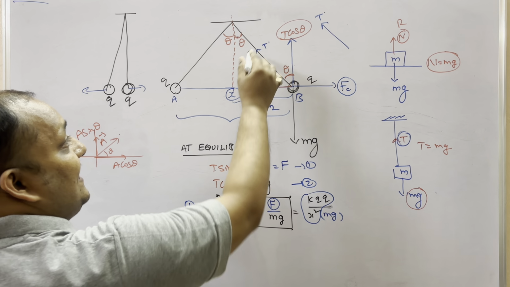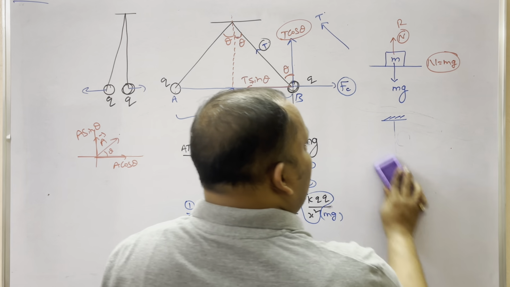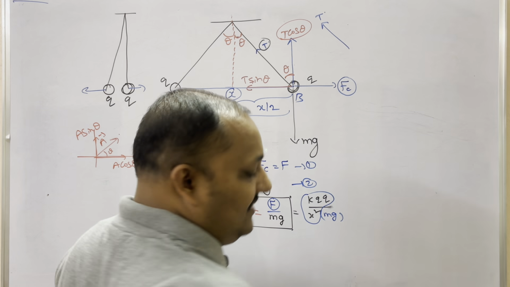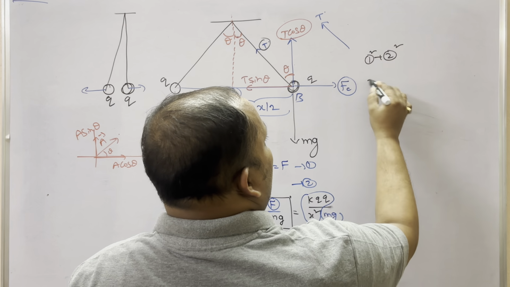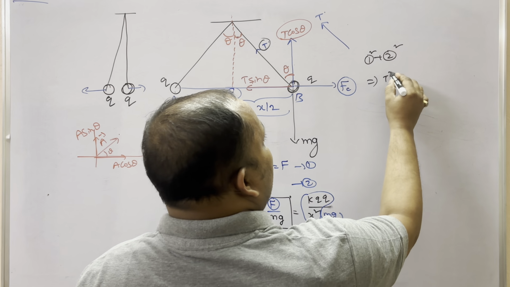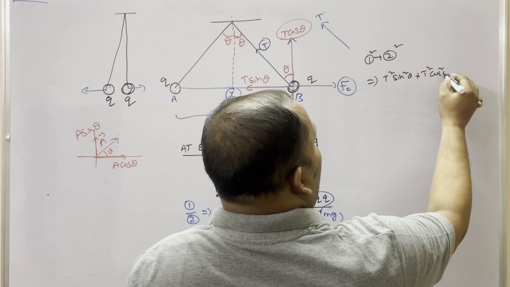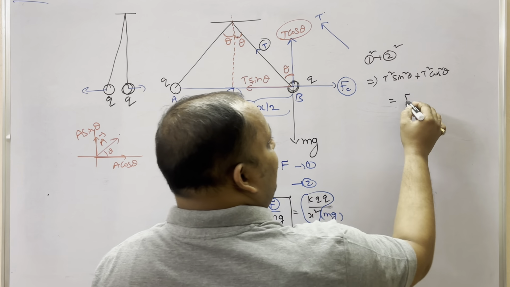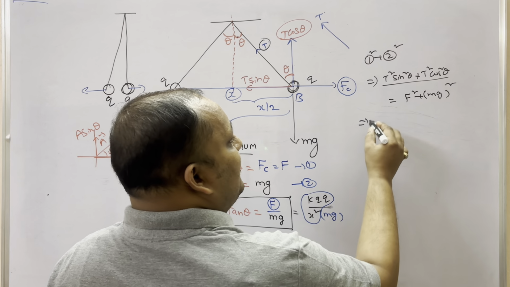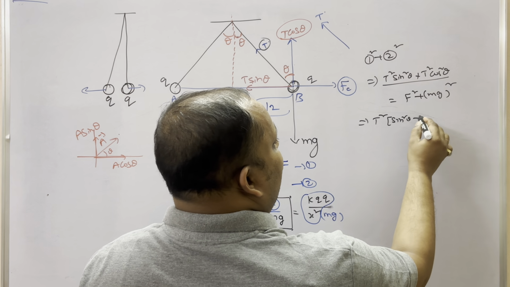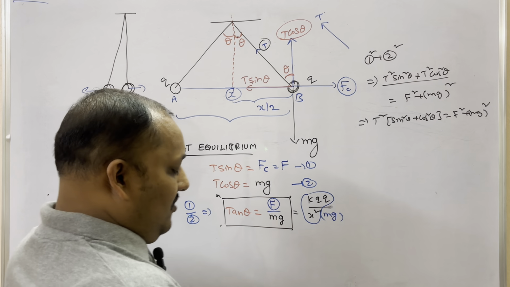Sometimes they will ask, what is the tension developed within this string? This formula also you have to remember. From equation 1 and 2, do 1 square plus 2 square. What is 1 square here? T square sin square theta plus 2 square, T square cos square theta, is equal to the right side, F square plus mg whole square. On the left side you can take T square common, so sin square theta plus cos square theta.